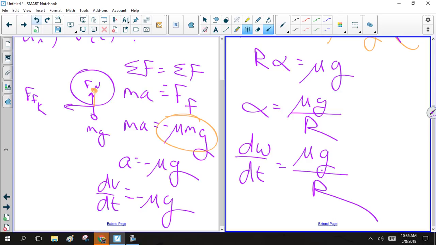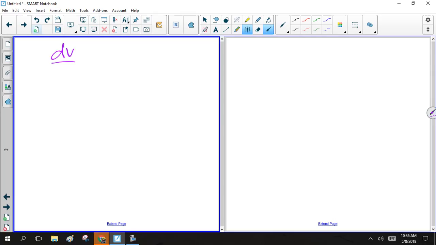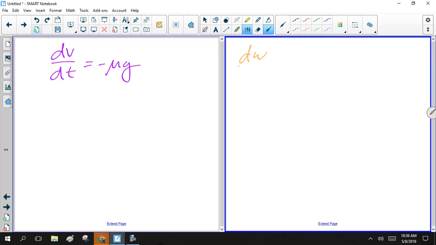All right. Everybody good up to here? So here's what we just ended up with. We just had two things. We got dv dt equals negative mu g, and we got d omega dt equals mu g over r. So those are the two equations we just got in parts 1 and 2, right? Everybody good?